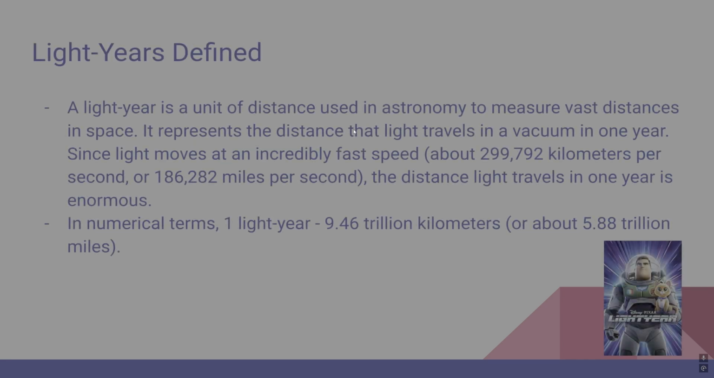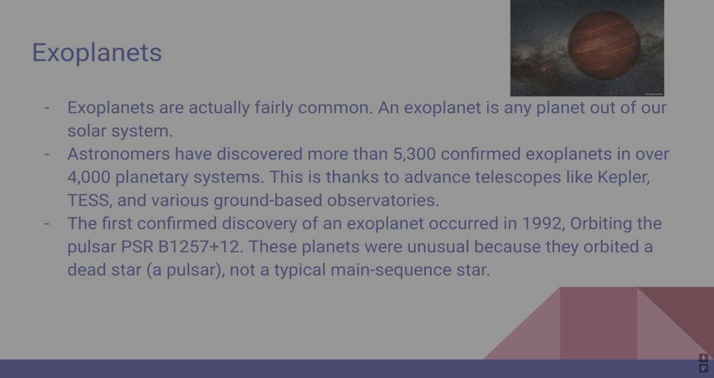Light years defined. A light year is a unit of distance used in astronomy to measure vast distances in space. About 299,792 kilometers per second, or 186,282 miles per second. In numerical terms, one light year is 9.46 trillion kilometers, or about 5.88 trillion miles. And I got a picture of Buzz Lightyear down there, because I couldn't find an actual picture of a light year. Exoplanets. Exoplanets are just planets that are not Earth, or any planet that's out of our solar system.